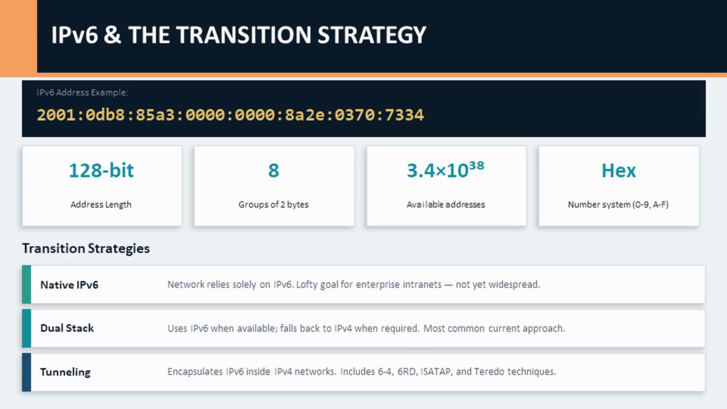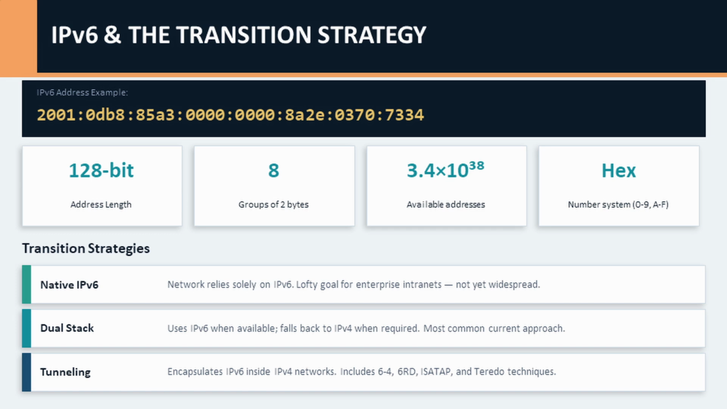Because IPv4 addresses ran out, the Internet engineering community developed IPv6, a dramatically larger addressing system. IPv6 addresses are 128 bits long, written in hexadecimal as 8 groups of 4 characters, separated by colons. An example looks like this: 2001:0db8:85A3, and so on. Each position can hold a value from 0 to 9 and A through F, which means there are approximately 3.4 times 10 to the 38th power available addresses. That is 340 undecillion addresses, a number so large that, in theory, we should never run out.